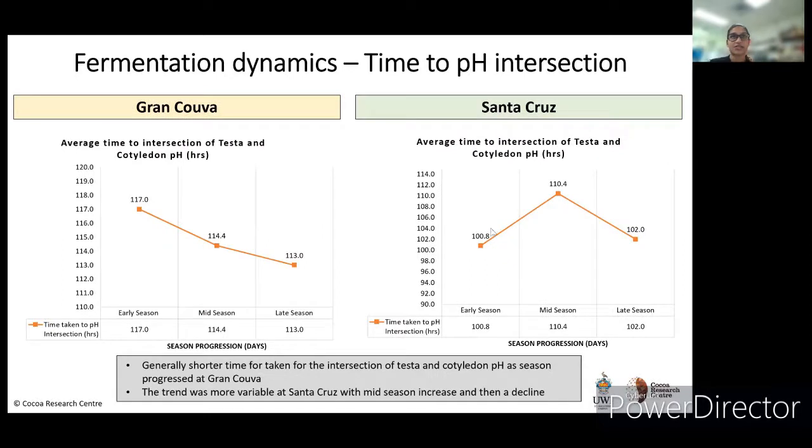Time taken to the intersection of tester and cotyledon pH is considered an important parameter in the fermentation process, where the acidification process is completed and the microbial activity of acetic acid bacteria has been reduced. We observed a generally shorter time taken for the intersection of tester and cotyledon pH at Grand Couva, with a 4-hour decrease as the season progressed from early to late season. However, the trend was more variable at Santa Cruz, with a mid-season increase and then a decrease, with an overall small reduction in time taken to the intersection of tester and cotyledon pH.